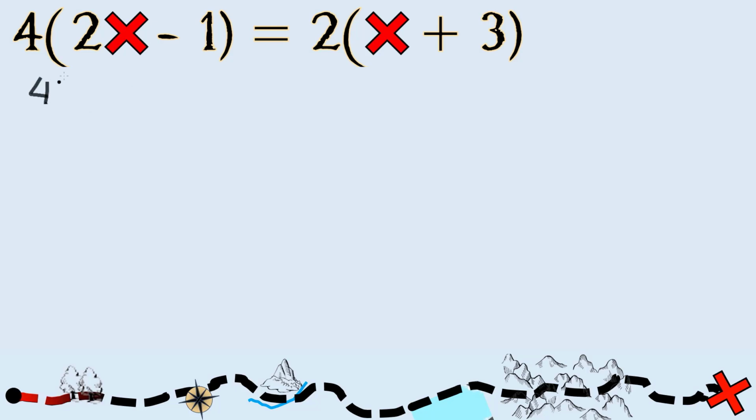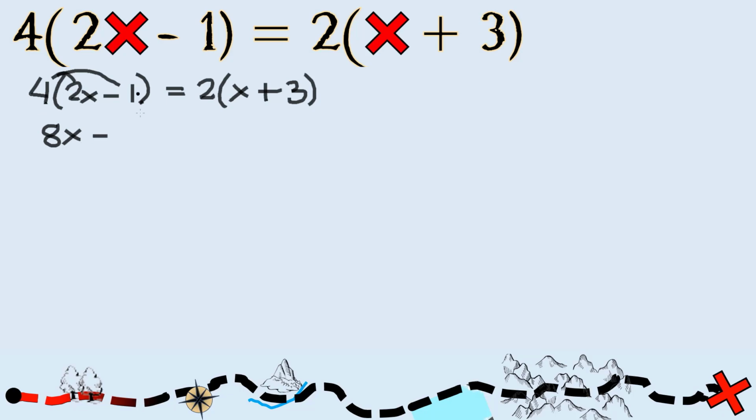Let me rewrite here our equation. We have 4 times (2x minus 1). That's for our left-hand side. For the right-hand side, this is equal to x times, 2 times (x plus 3). So to start with, we are going to apply the distributive property here and here. So 4 times 2x, you will have here 8x minus 4 times 1, which is 4.